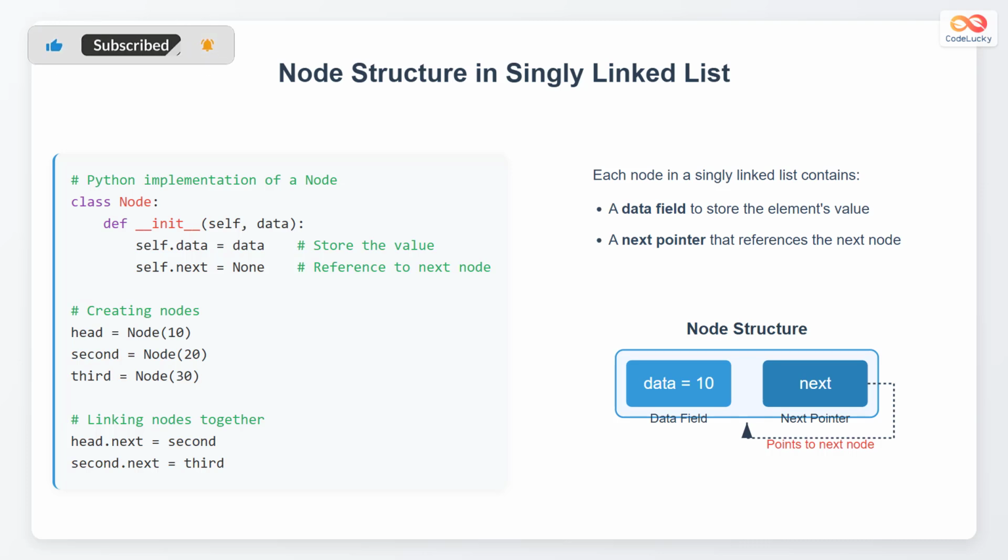Each node in a singly linked list contains a data field to store the element's value and a next pointer that references the next node in the sequence. The next pointer of the last node contains None, indicating the end of the list. In the diagram, the data field stores the value 10, and the next pointer points to the next node. This is how individual nodes are structured and connected in a singly linked list.